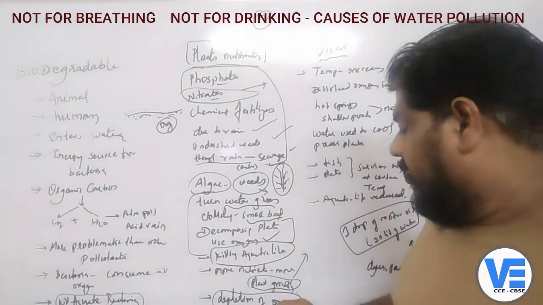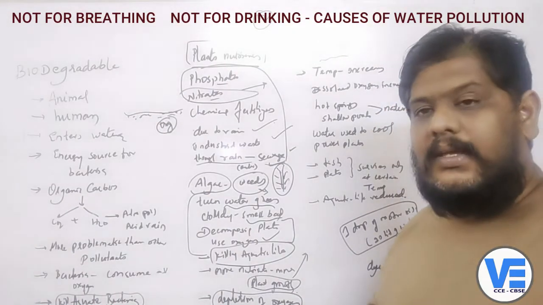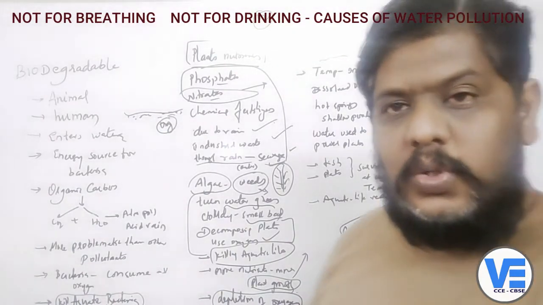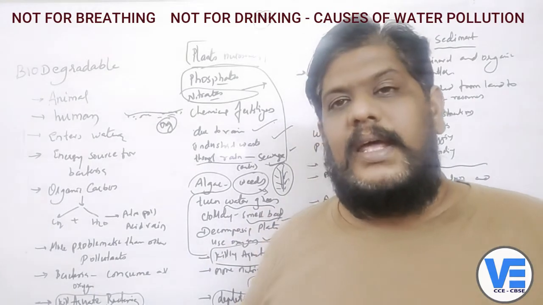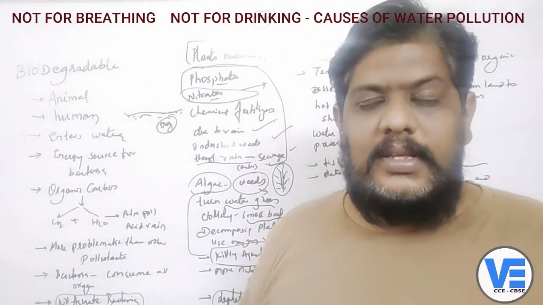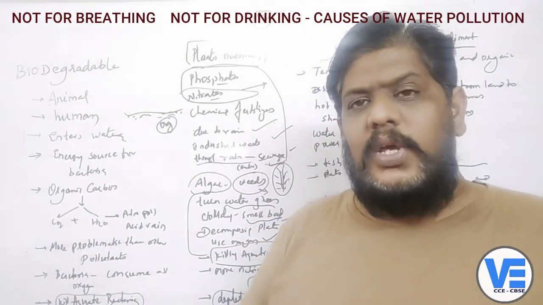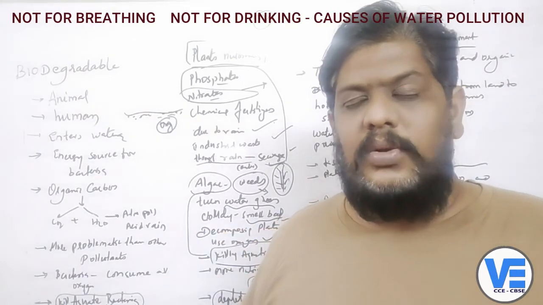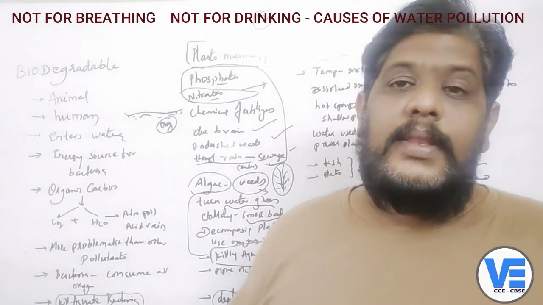These are the points. And one more thing here is the oil slick. You might have seen very big ships carrying crude oil from one country to another, from one place to another. If even one drop leaks, it spreads for kilometers. So there are oil slicks.